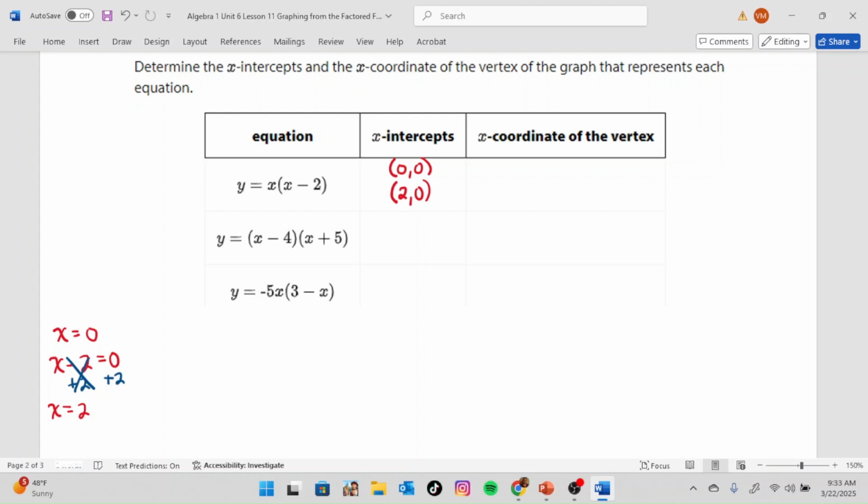To find the x-coordinate of the vertex, I need to add these together and divide by 2. So 0 plus 2 divided by 2 equals 2 divided by 2, which is 1. So the x-coordinate of the vertex is x equals 1.